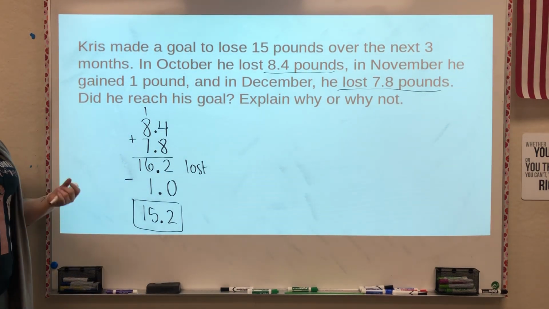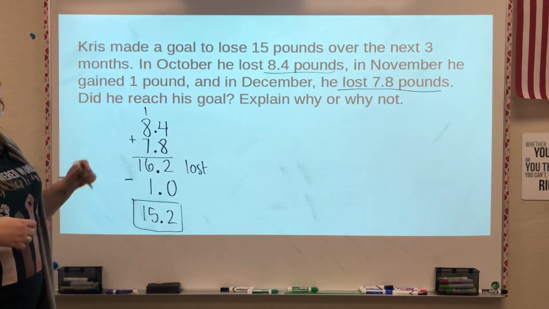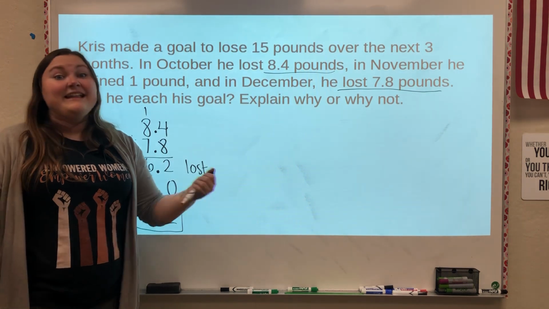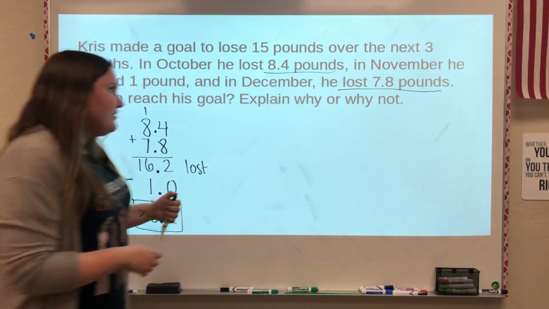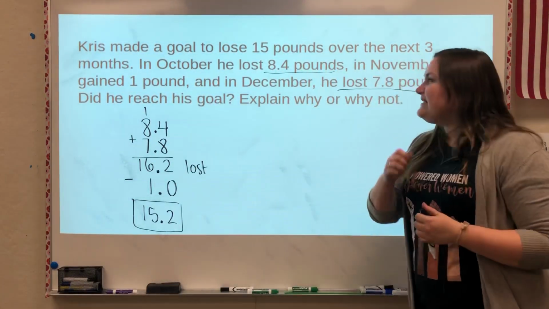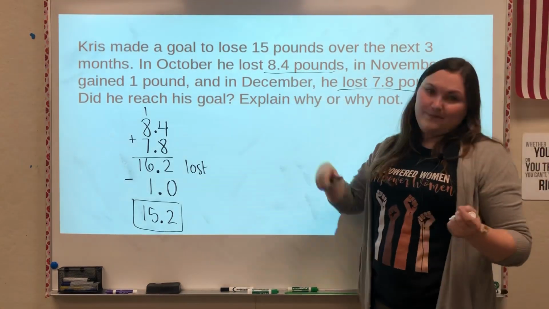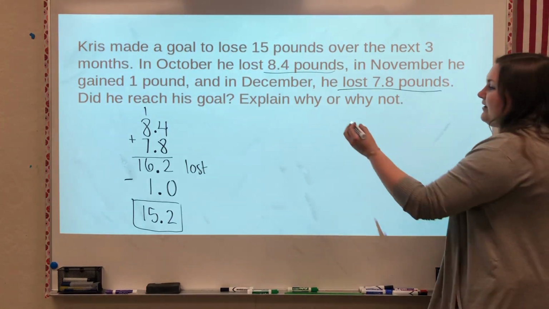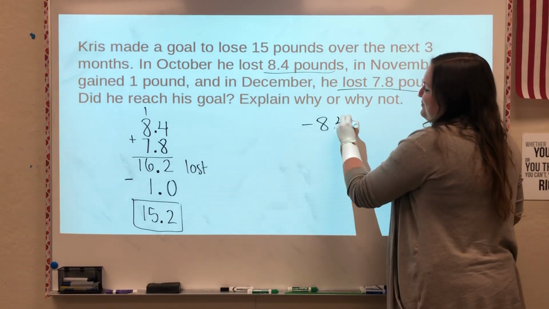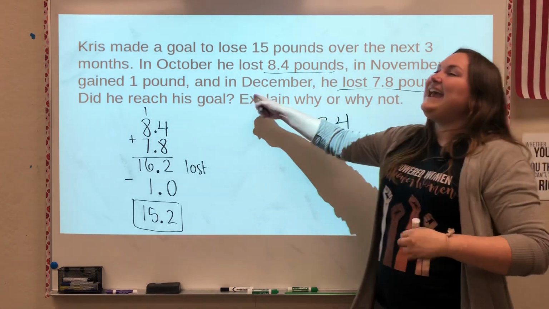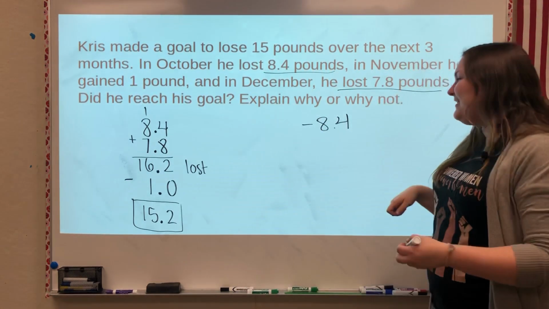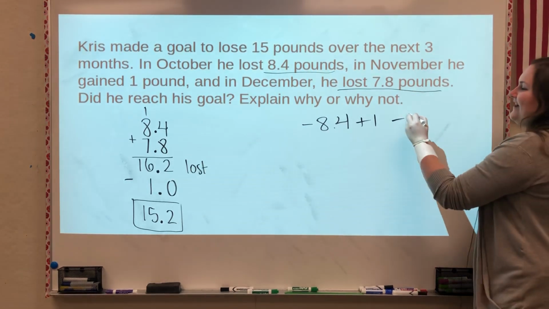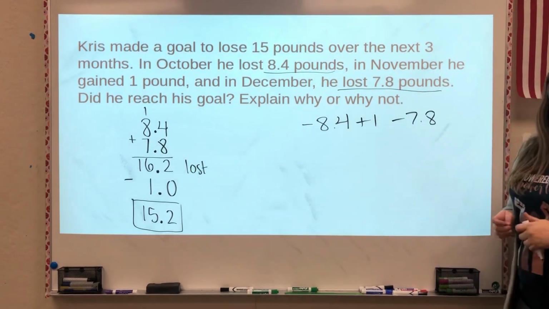Now, I said there are 2 ways you can think of it. If you were looking at this and remembering what we had done back in Unit 1 with negative numbers, that is the other way you can do this. So his goal is to lose 15 pounds. When we say he lost 8.4 pounds, you can think of that, since it's a loss, as a negative number. So you could think negative 8.4. When he gains a pound, he's adding on a pound. So that's plus 1. And then he's lost another 7.8 pounds.